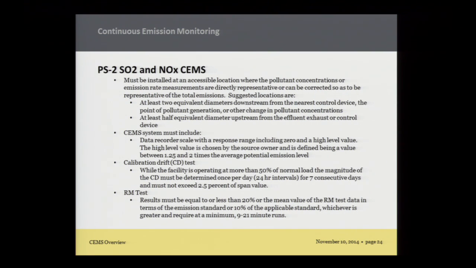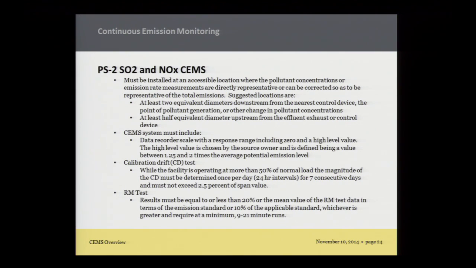So SO2 and NOx must be installed in an accessible location where the pollutant concentrations or emission rate measurements are directly representative. It can be corrected so that it is representative of the total emissions. So the suggested location is at least 2 equivalent diameters downstream from any nearest control device, the point of pollutant generation, or other change in pollutant concentration. So maybe a bend in the pipe, a fan that pushes air, and another tie-in, anything like that. And at least half an equivalent diameter upstream from the effluent, exhaust, or control device.